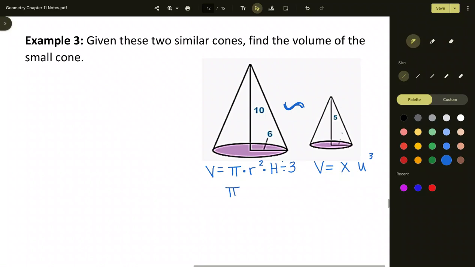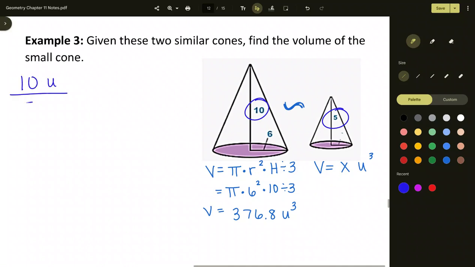So if I plug in those numbers, pi times 6 squared times 10 divided by 3, again, I think I might use 3.14 just to make things a little bit easier to read off my calculator. And when I use 3.14, my volume comes out to be 376.8 units cubed. Now on these particular pictures, the only thing they have in common is the height. So I'm going to compare the height of the large cone in units compared to the height of the small cone in units. And then I'm going to put the volume comparison.